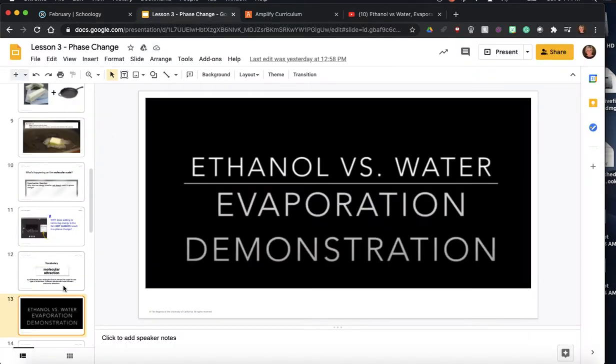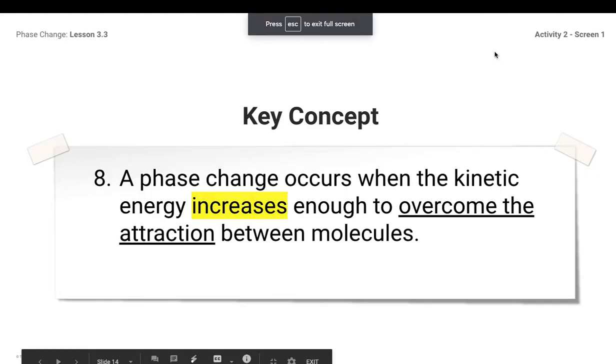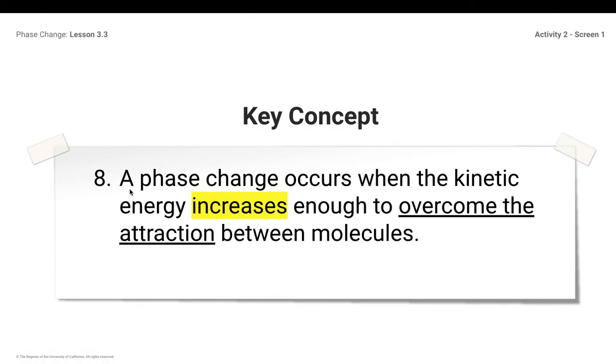Well, let's go back and take a look. We've got a couple key concepts here. Key concept number 8, think about what you just saw with the ethanol and the water. A phase change occurs when the kinetic energy increases enough to overcome the attraction between molecules. I'm going to pause and let you write that down, and then I'll explain it.